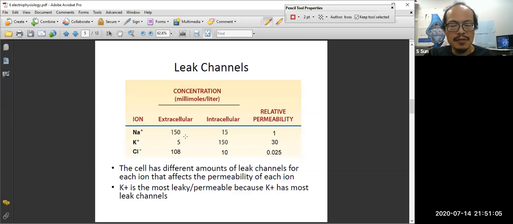So we have a leak channel in the permeability. This is how leaky it is. Sodium has the highest. Sorry, potassium is the highest. So we dump a lot of potassium in the cell, but a little bit leaks out.